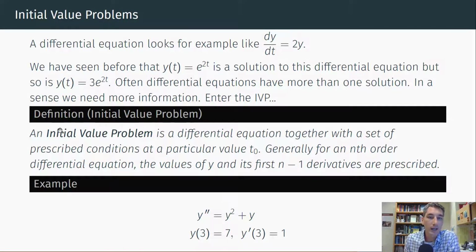So what do we mean by initial value problem? It's a differential equation together with a set of prescribed initial conditions at some particular value t naught. Oftentimes we set t naught to be 0, but it doesn't have to be 0. And for an nth order differential equation, we need to specify not only the value of the function y, but also its derivatives up to the n-1 derivative. So here's a nice example. This is a 2nd order differential equation, so we would specify the initial position and the initial velocity. If it was a 3rd order, then you would specify initial position, initial velocity, and an initial acceleration. Okay, so that's how an initial value problem works.